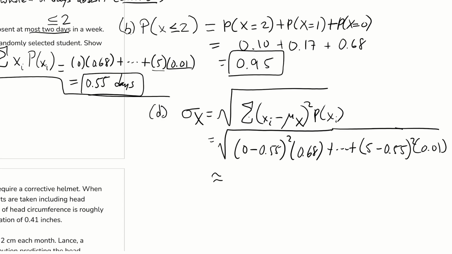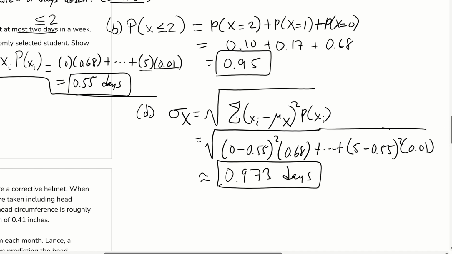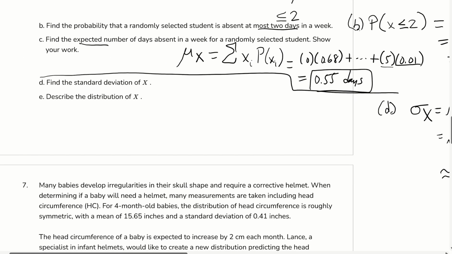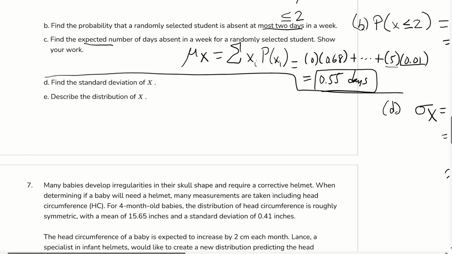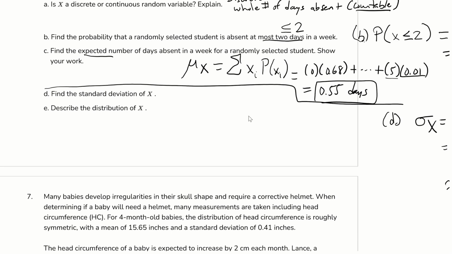Okay, I guess we're going to do that on the calculator. You get 0.973 days. Okay, so that takes care of part D. Again, try to show your work even if you're going to use a calculator. E, describe the distribution of x. When they say describe it, they basically want you to describe the center, the spread, and the shape, that kind of stuff.